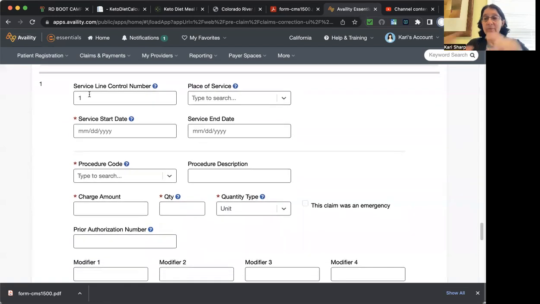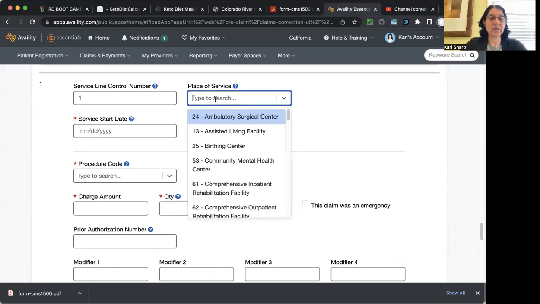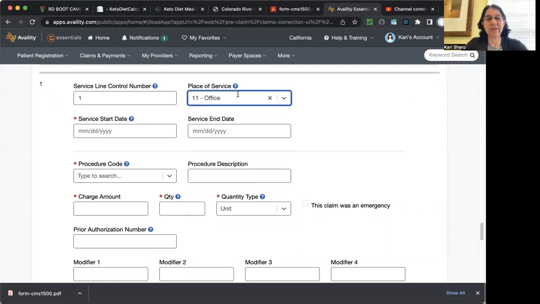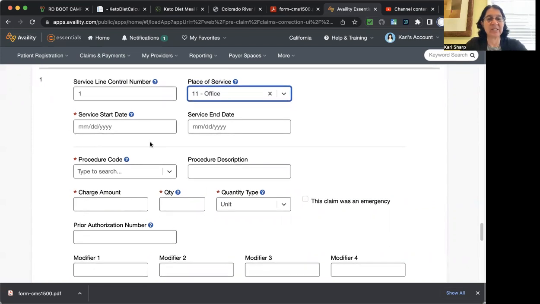Line number, that was the little rows. So service line number would be 1 because they came into the office, we saw them for an hour, or maybe you saw them in the hospital, maybe in the clinic, they came in for their 1-hour visit and then they went home. So place of service would be 11, office, or maybe clinic, or whatever your place of service is in your system, but the most common, 11 to 10, are the most common.